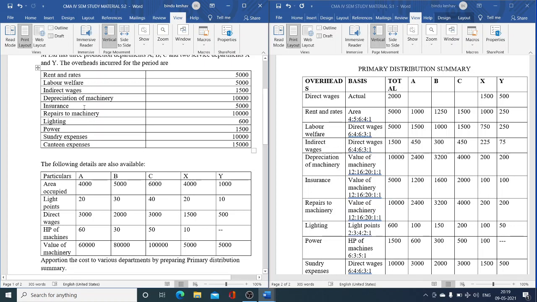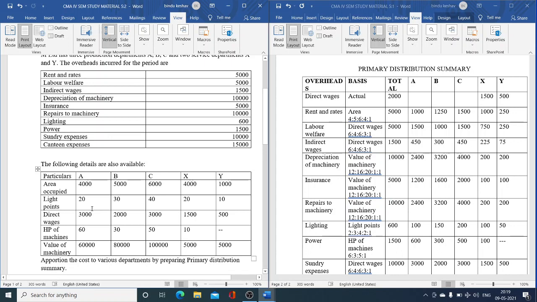Similarly, insurance is based on the value of machinery. And now the value of machinery ratio, we know it is 12:16:20:1:1. So 5,000 rupees will be distributed among the different departments. The next one is repairs to machinery, 10,000 rupees. It's again based on the value of machinery. The same ratio will be used: 12:16:20:1:1.